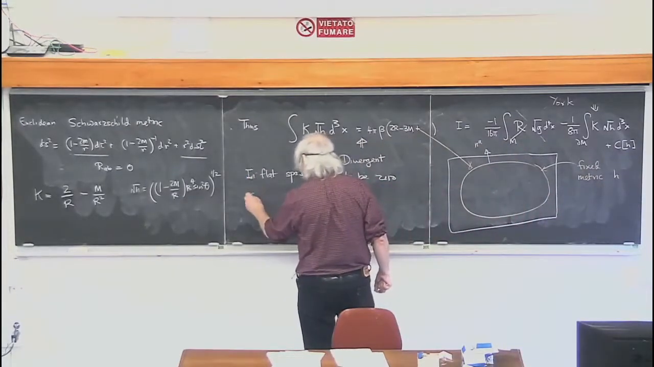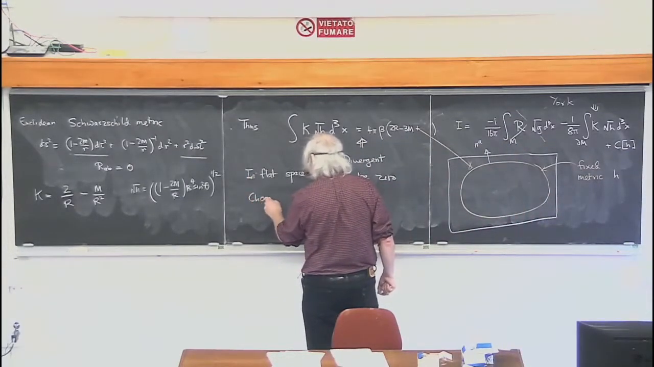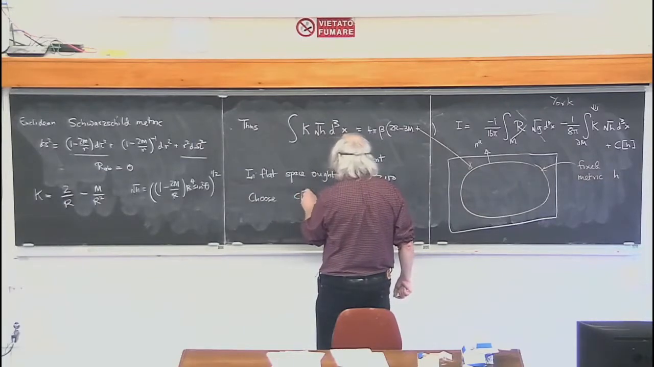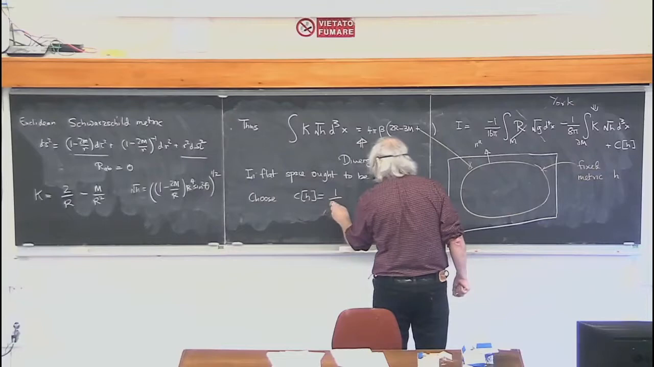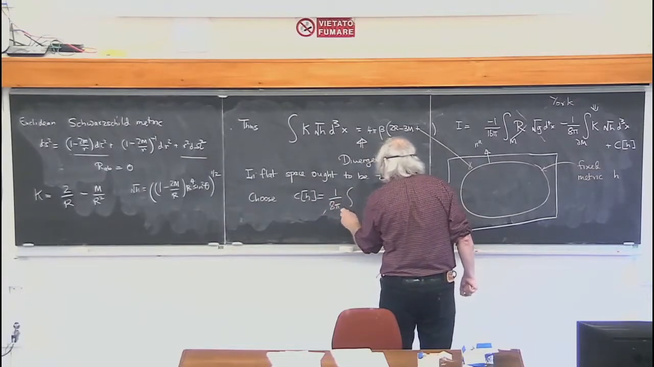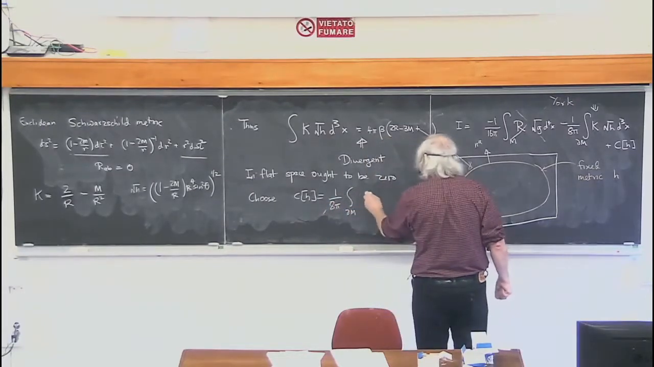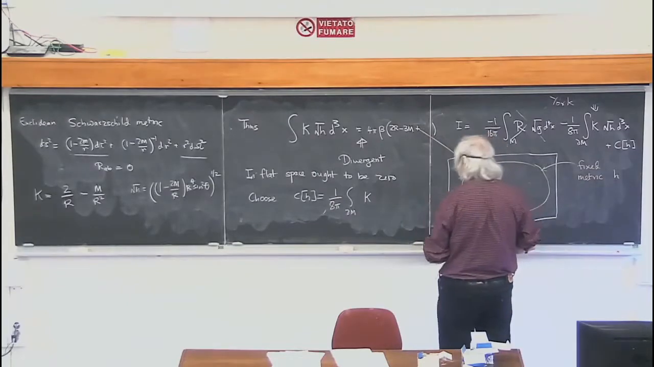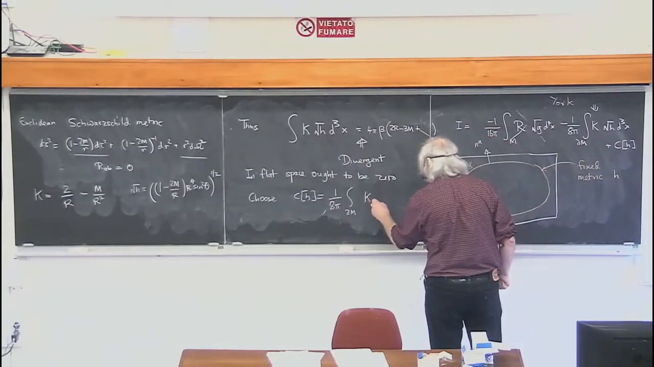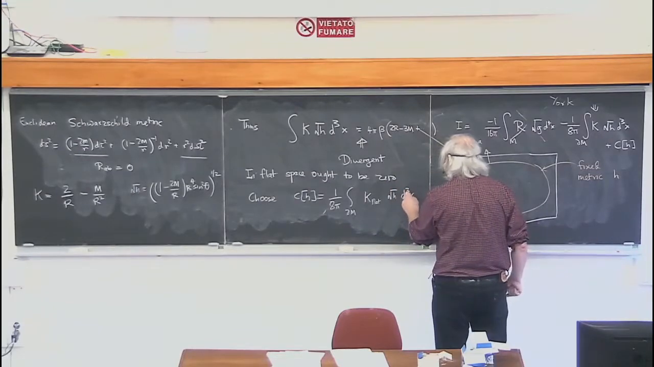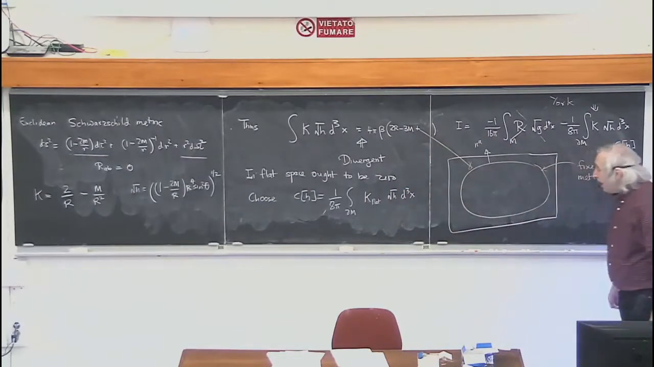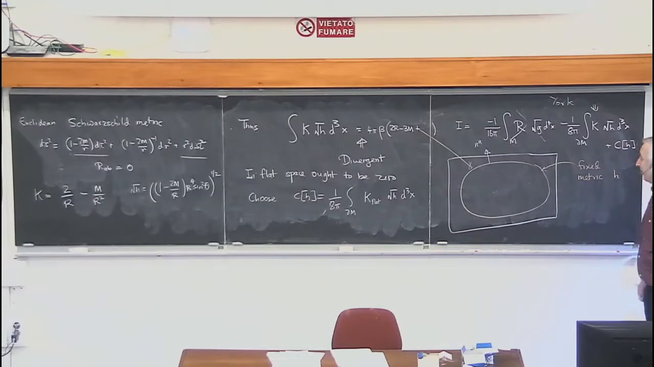So choose C of h to be equal to plus 1 over 8 pi integral over the boundary of the trace of the second fundamental form in flat space, square root of h d3x, where the metric on the boundary is the same as the metric for the Schwarzschild solution.